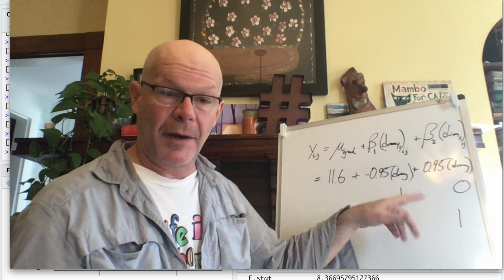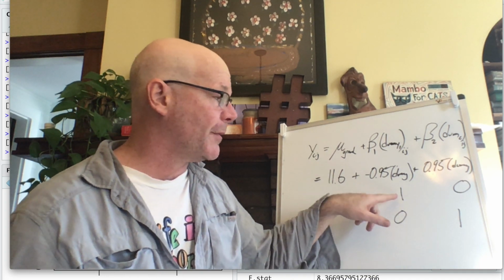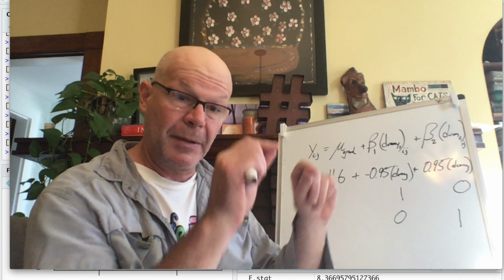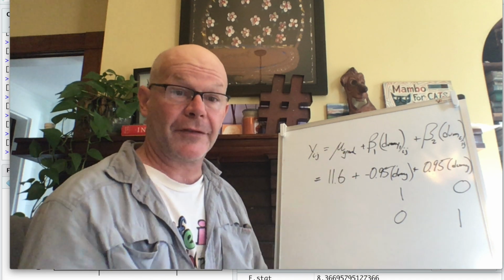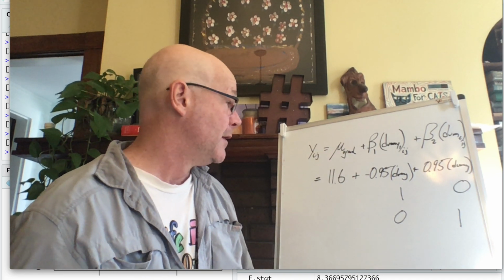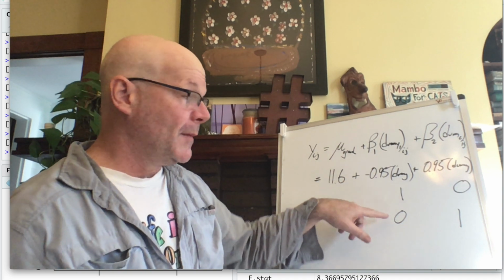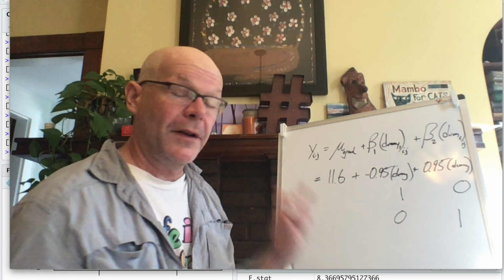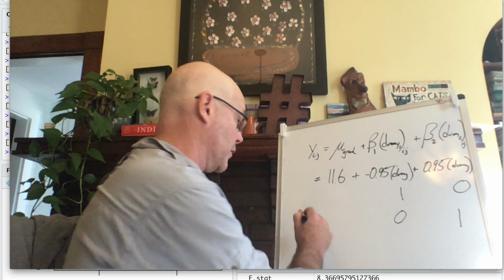A useful way to think about it is that these zeros and ones are switches as to whether or not something is turned on in the model. And so with this dummy coding, if I wanted to know the expected value for the control group?